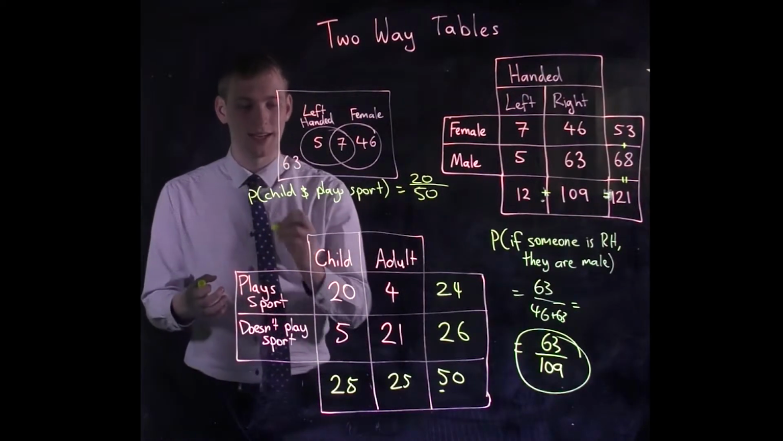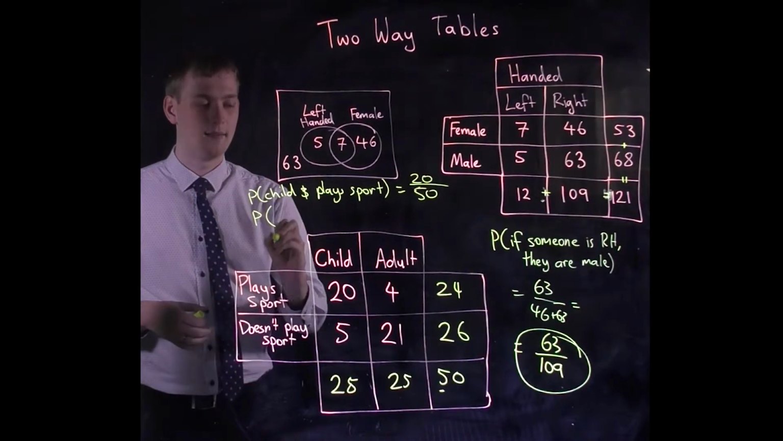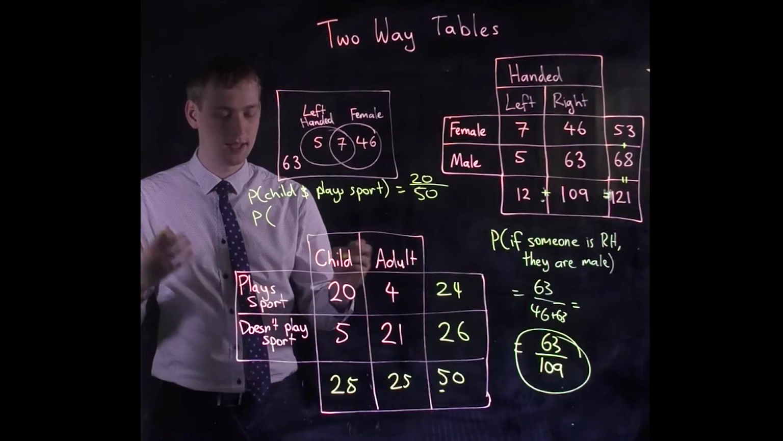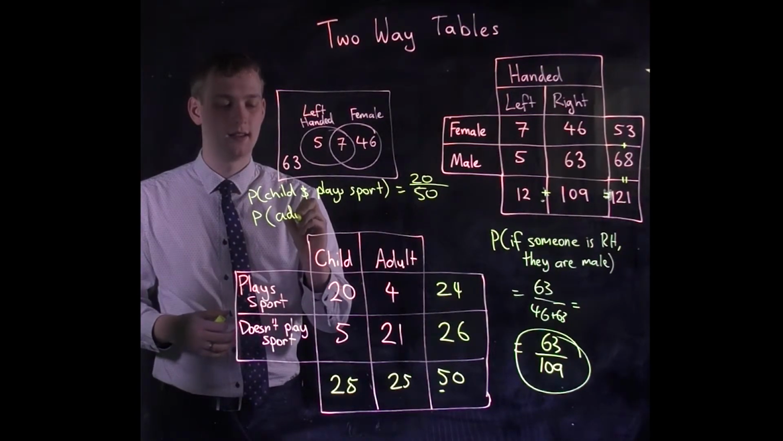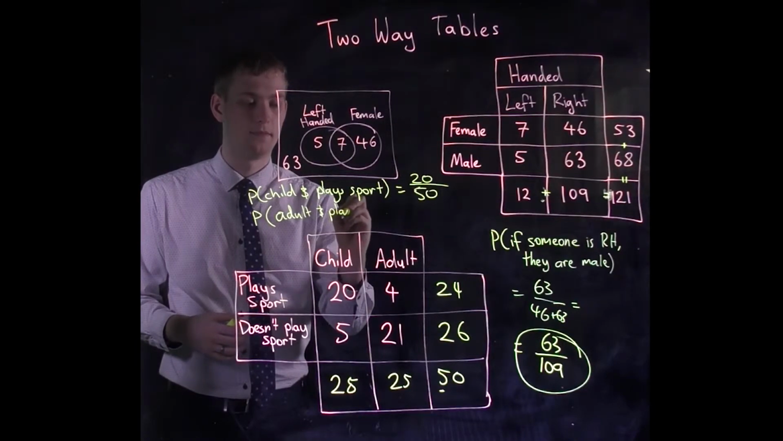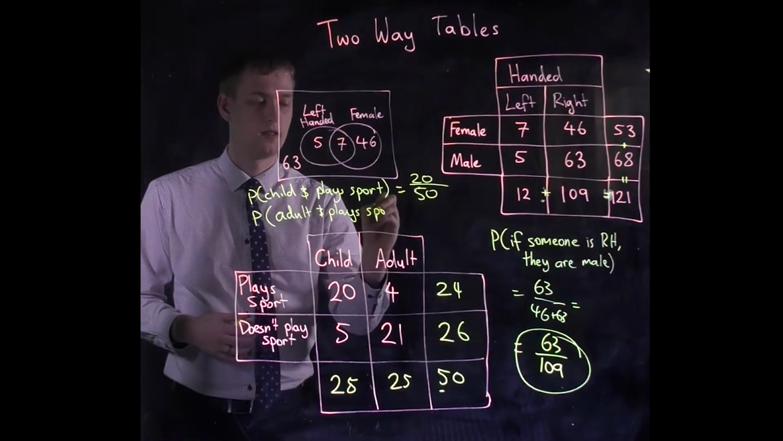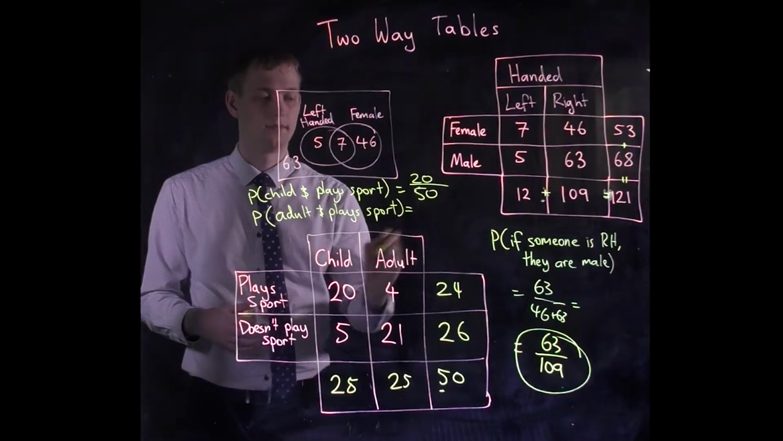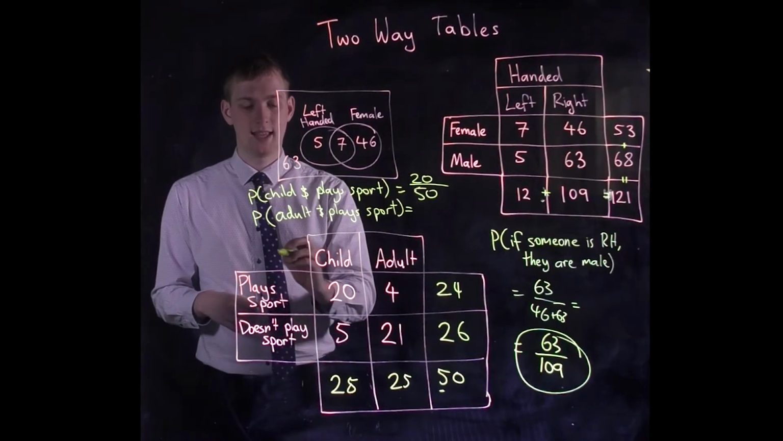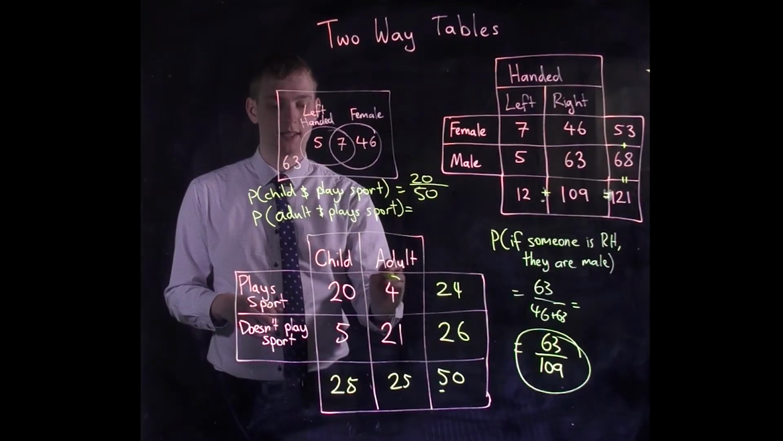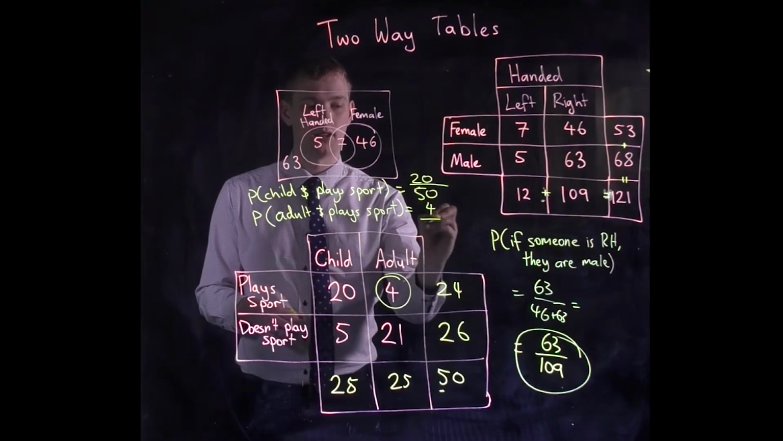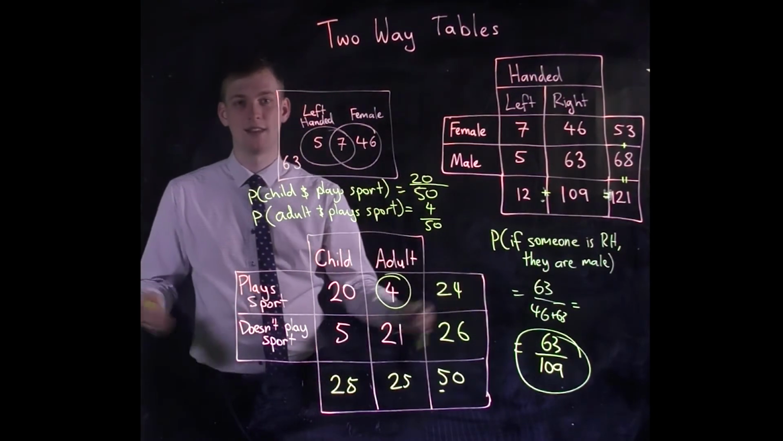I would like you to find out what's the probability that someone chosen randomly would be an adult who plays sport. Okay, so if they're an adult and they play sport, they're going to be this part here. So we go 4, and then over our total of 50, because we're choosing out of everyone.